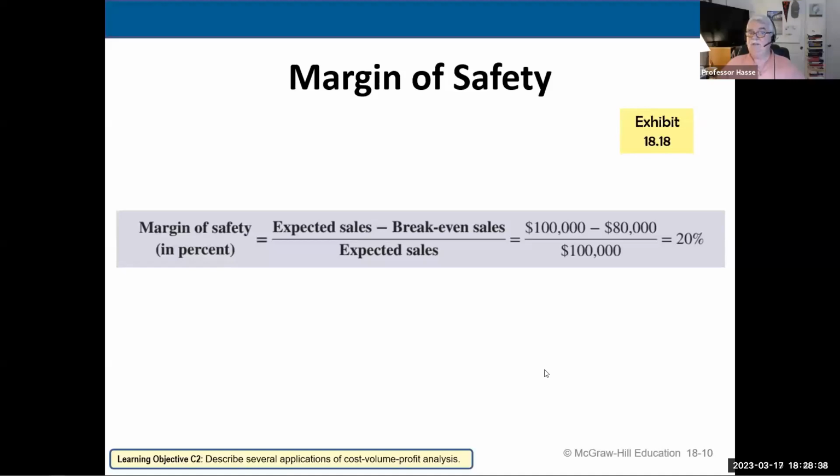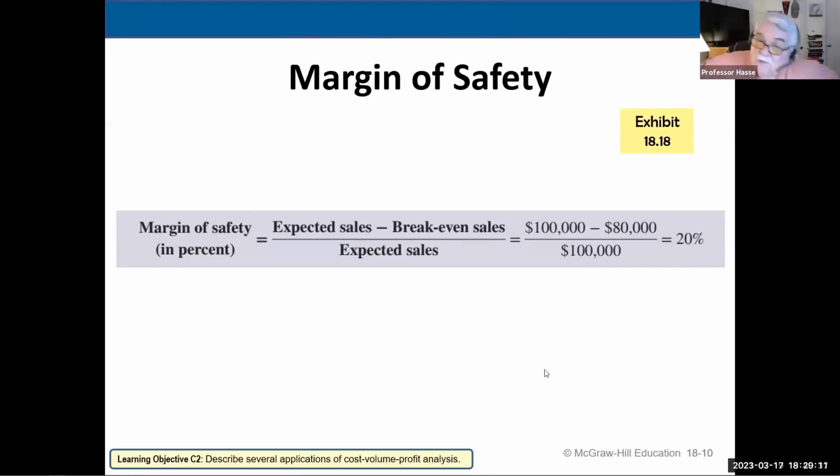What's our margin of safety? 20%. So if we set $100,000 as our target, we have a margin of making money of 20%. Naturally, the lower that margin of safety is, the more we're running the risk of not doing very well. Now, this isn't used that much in companies. Some sales groups, some salespeople use this margin of safety. But it gives you an idea.